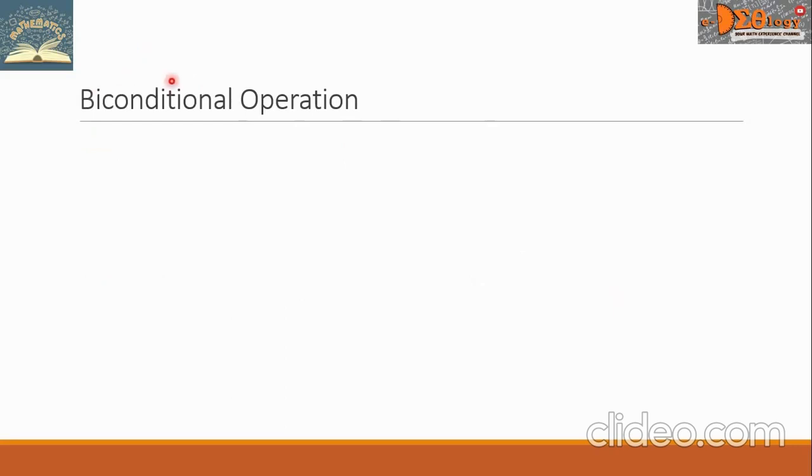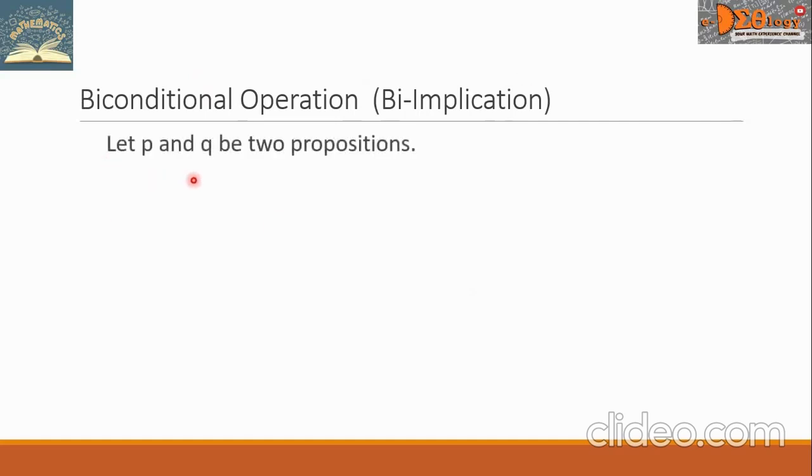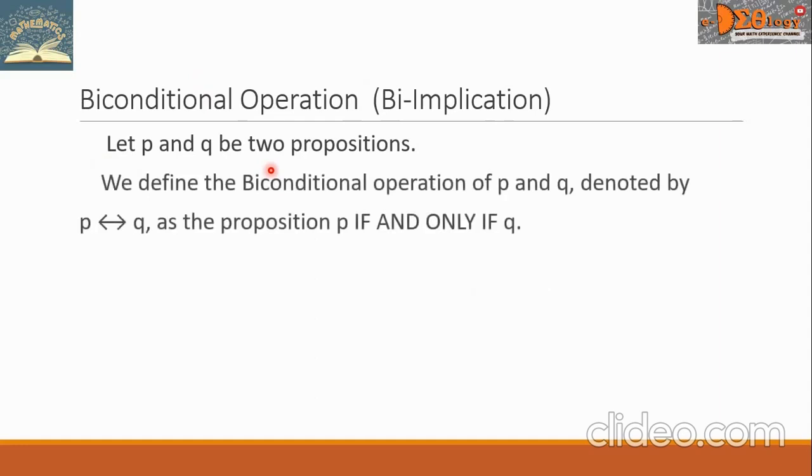Let's go now to the biconditional operation, or simply, double implication. Let P and Q be two propositions. We define the biconditional operation of P and Q, denoted by P if and only if Q. We use the symbol double arrow as the proposition P if and only if Q.